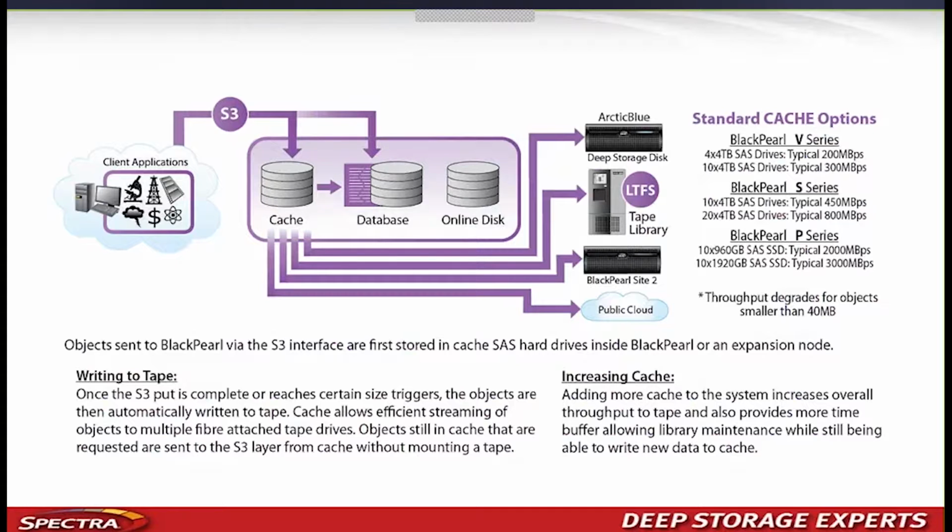We actually have 3 different BlackPearls, and they have varying amounts of cache depending on what kind of performance we need. You can see we have a V, an S, and a P series. The V series starts at about 200 megabytes a second, going all the way up to our P series, which goes at 3,000 megabytes per second, and that actually uses mostly solid-state drives. So that's the cache, and again, data lands there so that we can more efficiently stream it to the storage target, whether that's tape or something else. Especially important for tape, where we like to write a lot of files in sequence because tape is a sequential medium, of course.